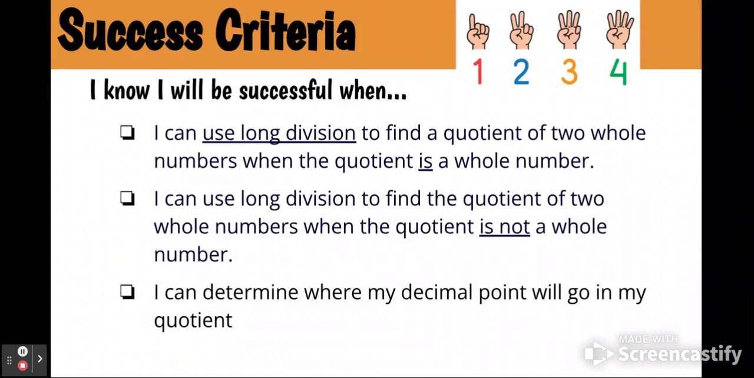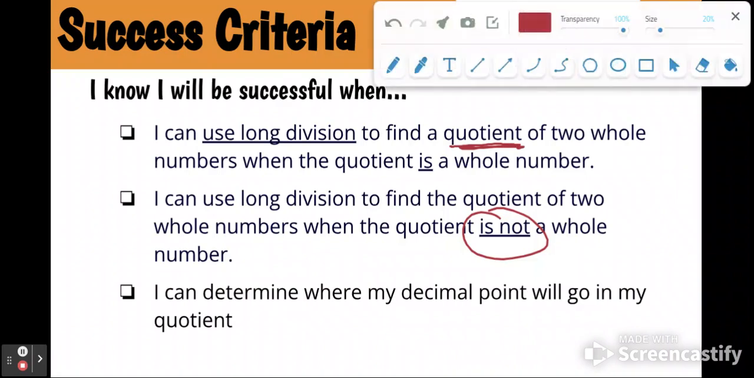So today you're going to be using long division to find out what a quotient looks like when it is a whole number. A quotient is simply the answer to a division problem. So we're going to look at what happens when the answer to my division problem is a whole number, and then when it's not a whole number, and what you can do. Lastly, just because we're in decimals, you're going to be looking at where my decimal point goes in my answer.